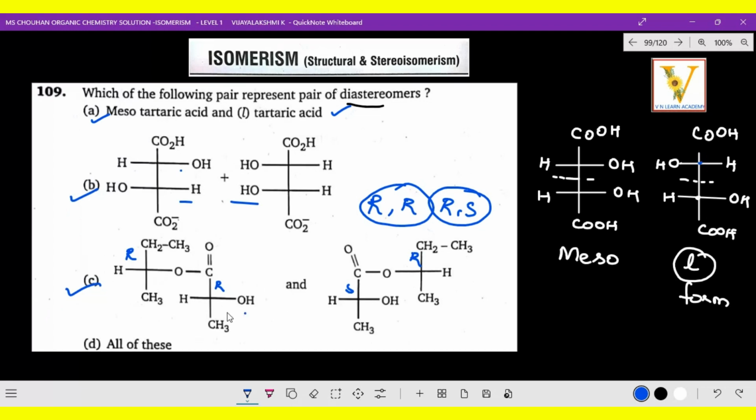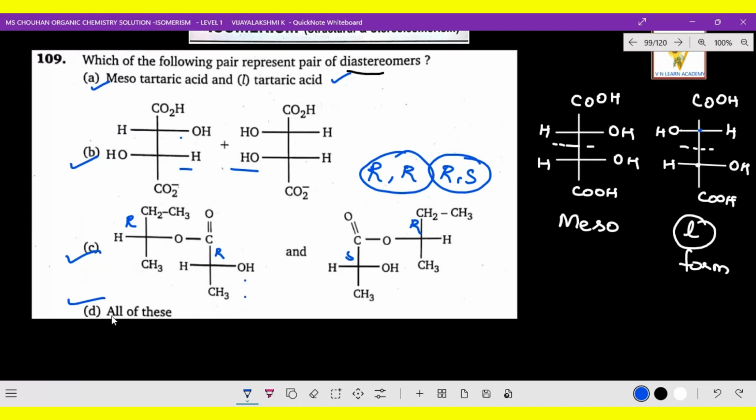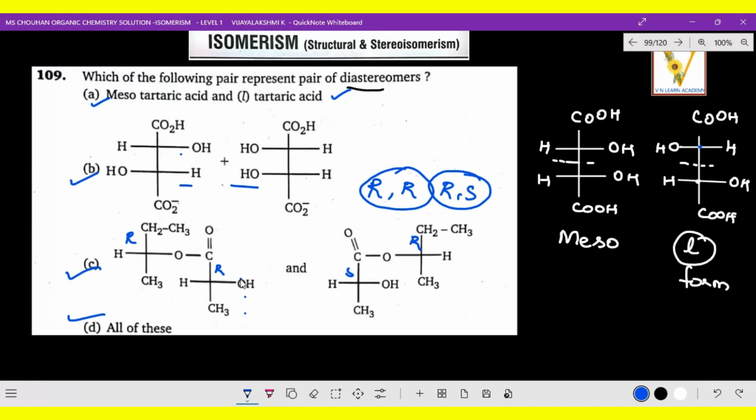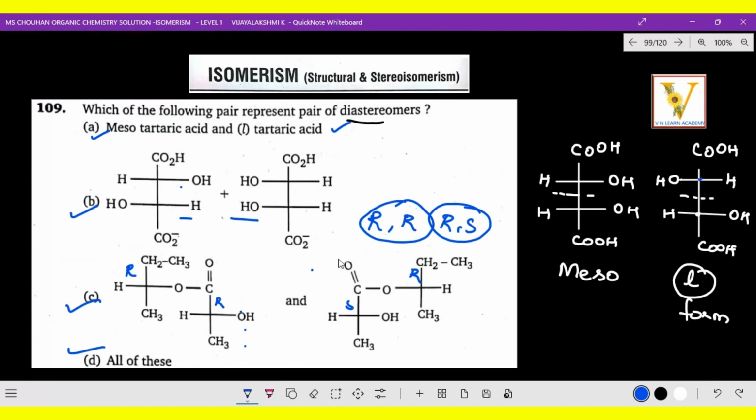Right, now which is the correct option? All the above. That means all of these are diastereomers. I hope you got the clarity. Whichever way they are giving, you can identify diastereomers. How do we identify? See, RR, RS. In that way also you can identify diastereomers. Come on, let's go to the next question.